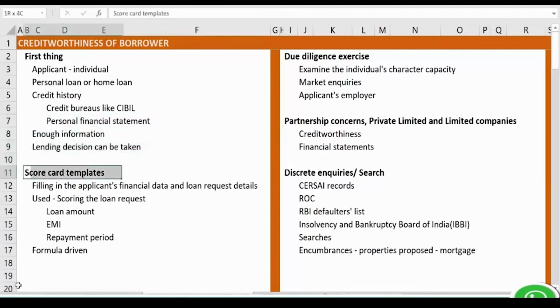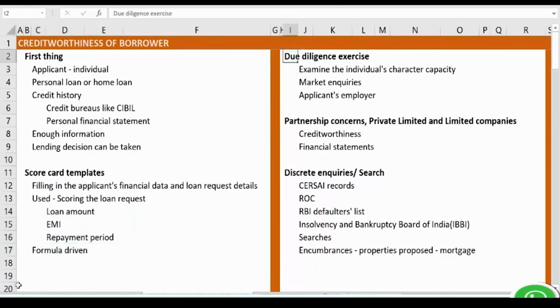Banks also have scorecard templates. Here applicants' financial data and loan request details will be filled in, and these templates are used for scoring the loan request of that borrower. By doing this, they can auto-populate what is the eligible loan amount, how much EMI he should pay, and what is going to be the repayment period, because everything is going to be formula driven.